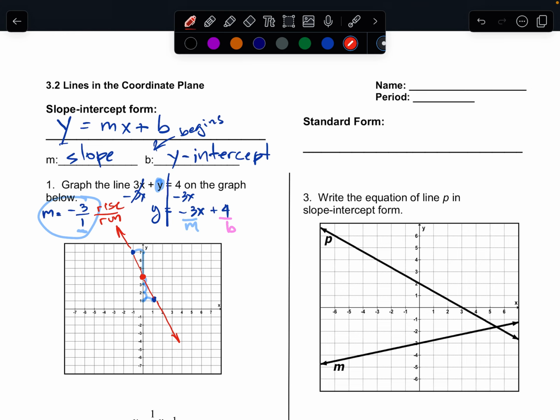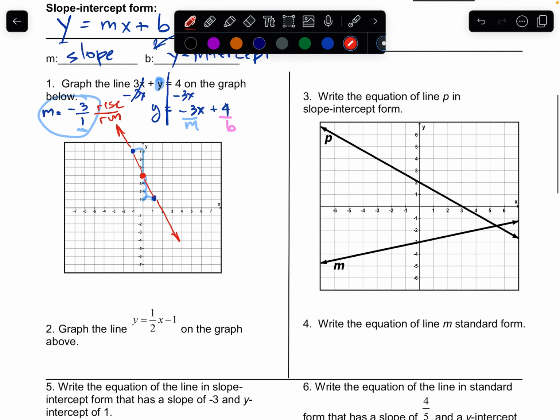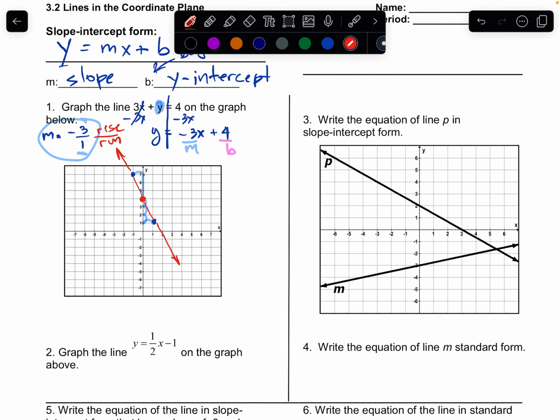Okay. So let's go down here and look at the other problem. It says graph the line y equals 1/2 x minus 1. Now going back again, this right here with the x is our slope. And then the number by itself is our y-intercept, our b. So let's graph this on top. First, always look for the y-intercept. So I'm going to look for negative 1. Again, stay on the y-axis. And here's my negative 1.